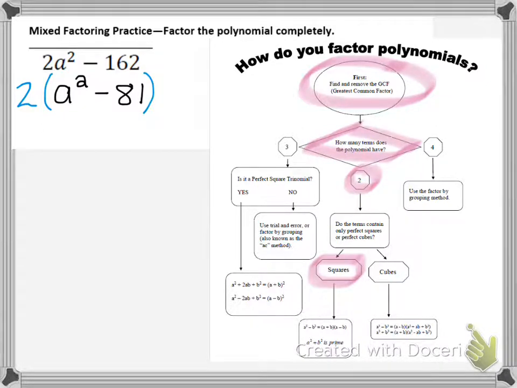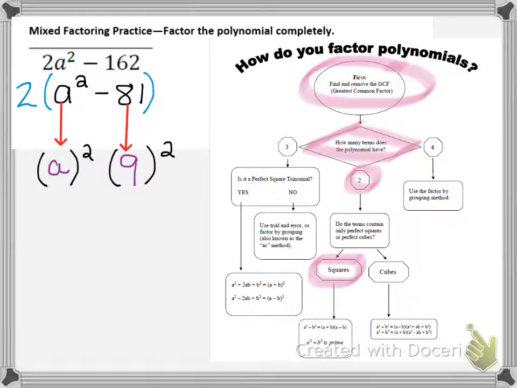Okay, the next question asks, do the terms contain only perfect squares or only perfect cubes? Well, I have squares because I have a squared and I have 81. Those are both perfect squares. So if I look at a squared and I look at 81, I want to figure out what was squared to obtain each of those terms. Well, it was just the plain letter a being squared and the number 9 being squared.